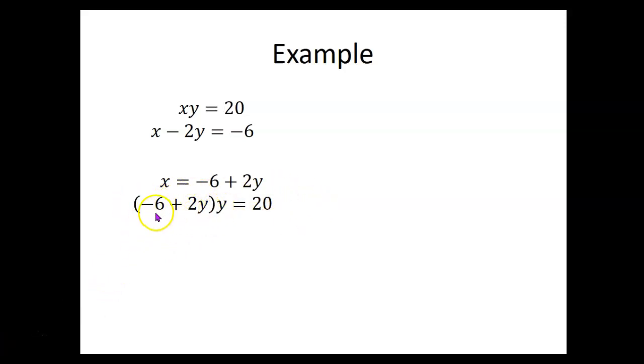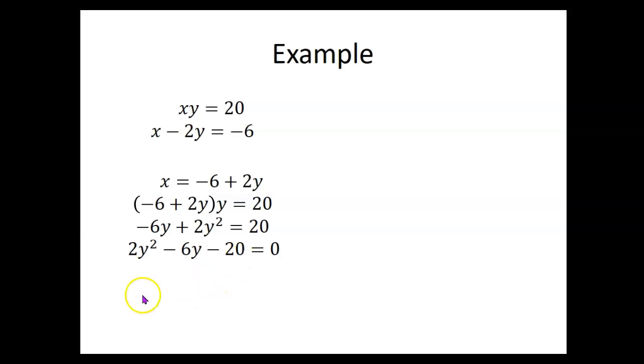If I multiply this out, I get negative 6y plus 2y squared equals 20. Now, that is a quadratic equation. It does have a y squared in it. So let's rearrange the equation to get everything on one side equal to 0 on the other side. So I'll leave the 2y squared minus 6y here, but put them in that order, and I will subtract the 20. So it's 2y squared minus 6y minus 20 equals 0.